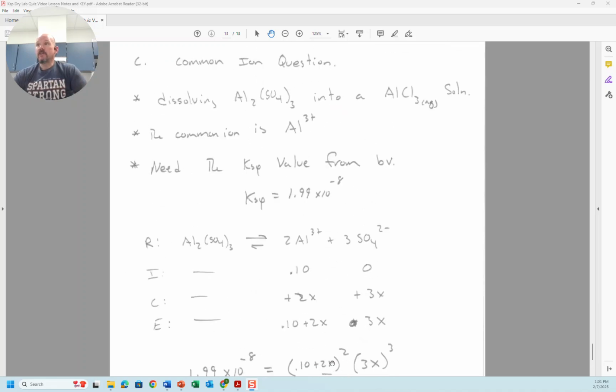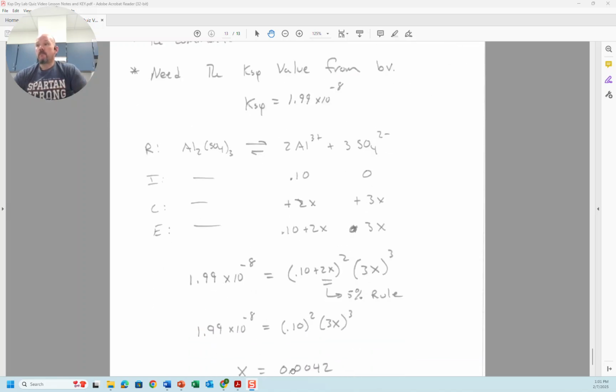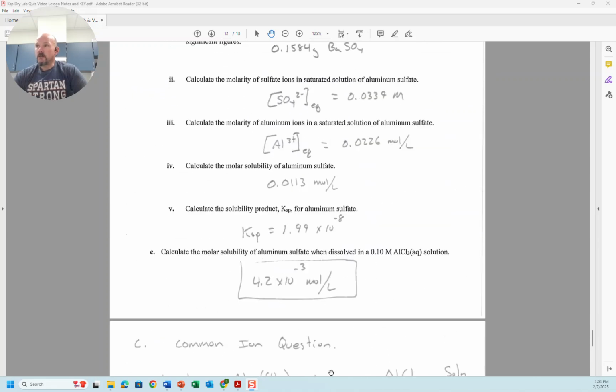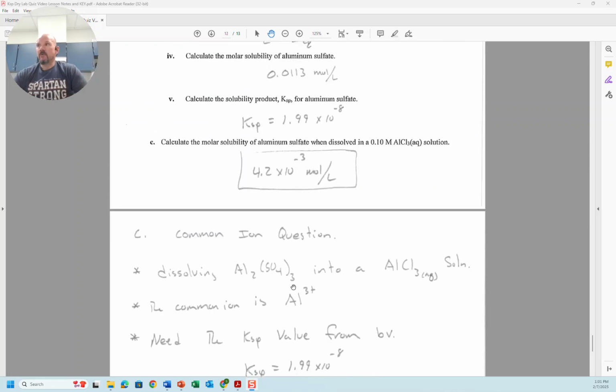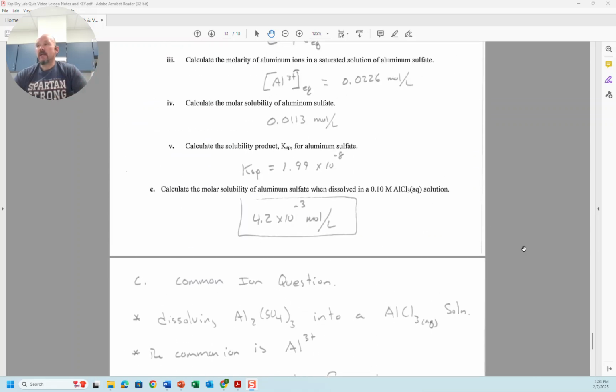And notice it did go down, right? We went from 0.01 to 0.004. So it got less soluble in the presence of the common ion.